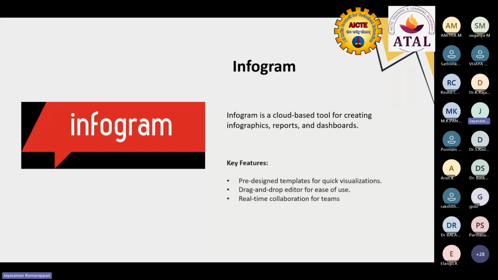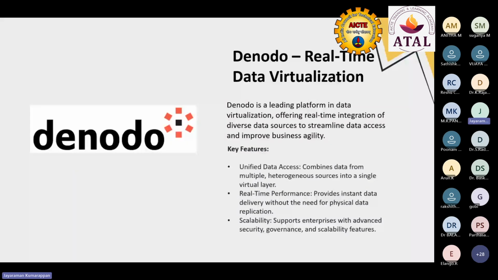UNICEF used Infogram to create engaging reports and visualizations for stakeholders, effectively communicating the impact of their programs across the different regions. And the final one is Denodo.